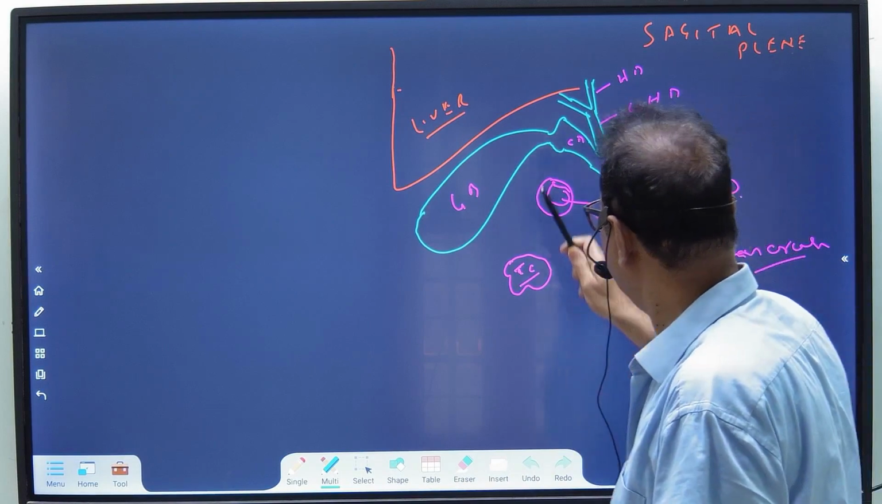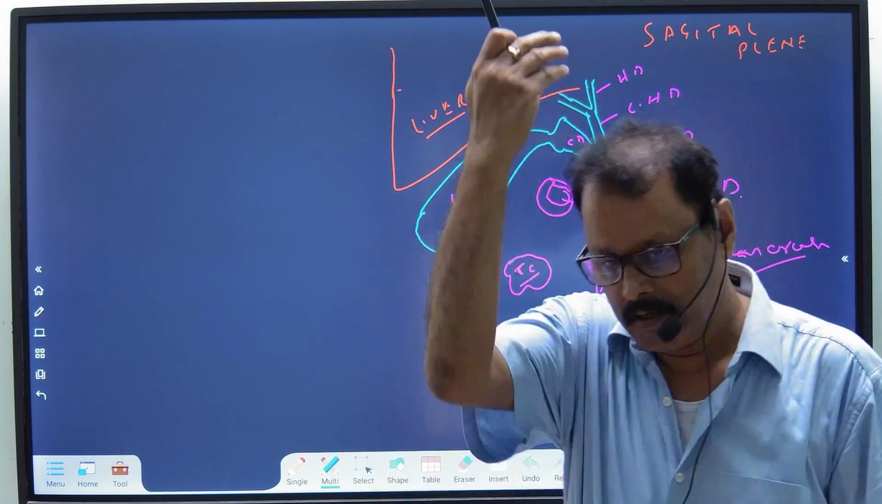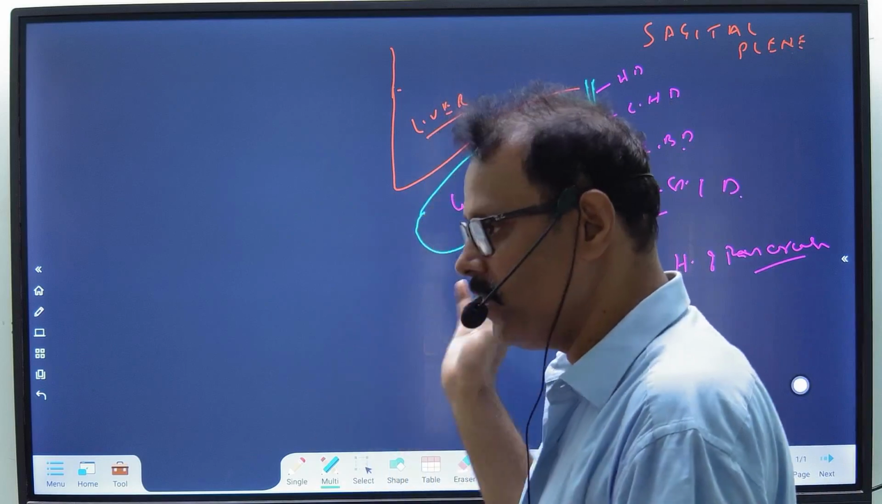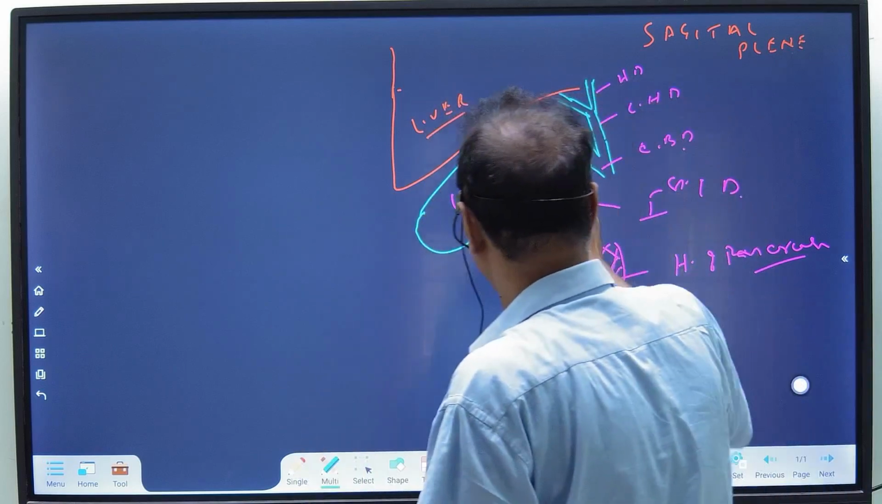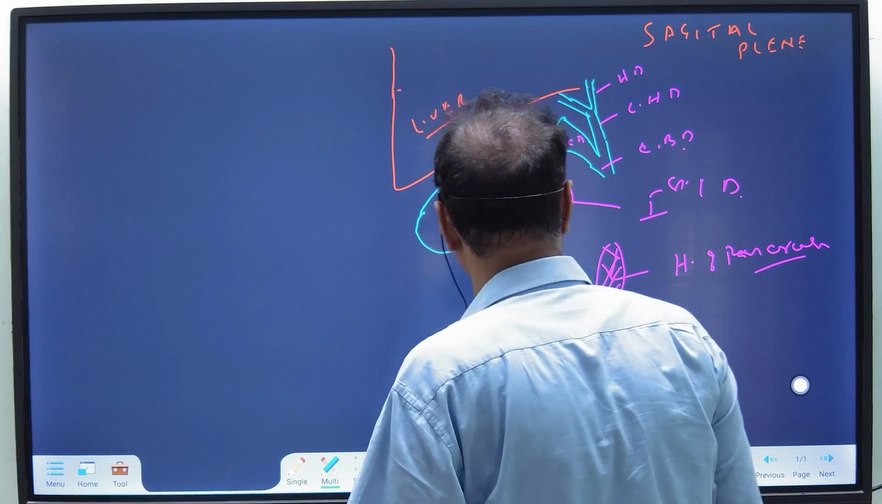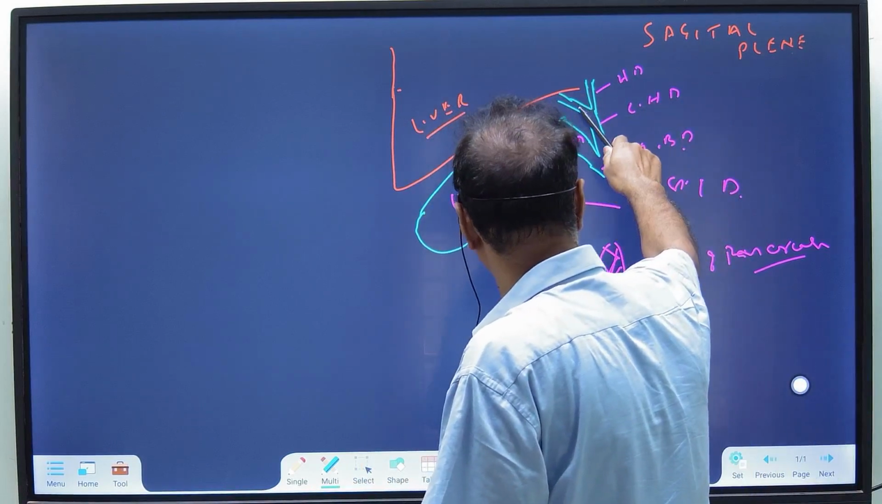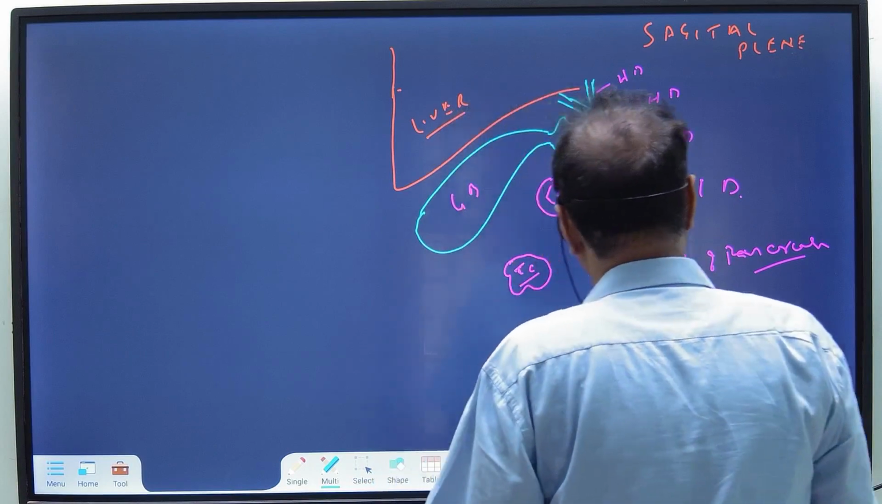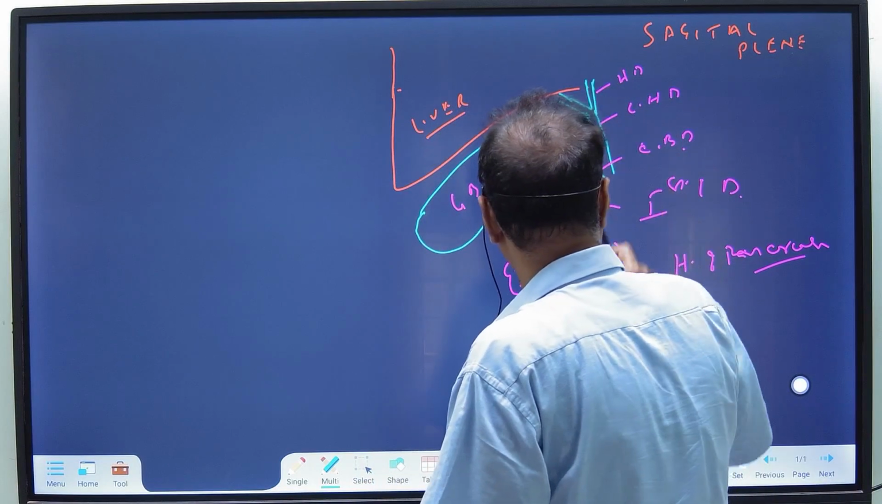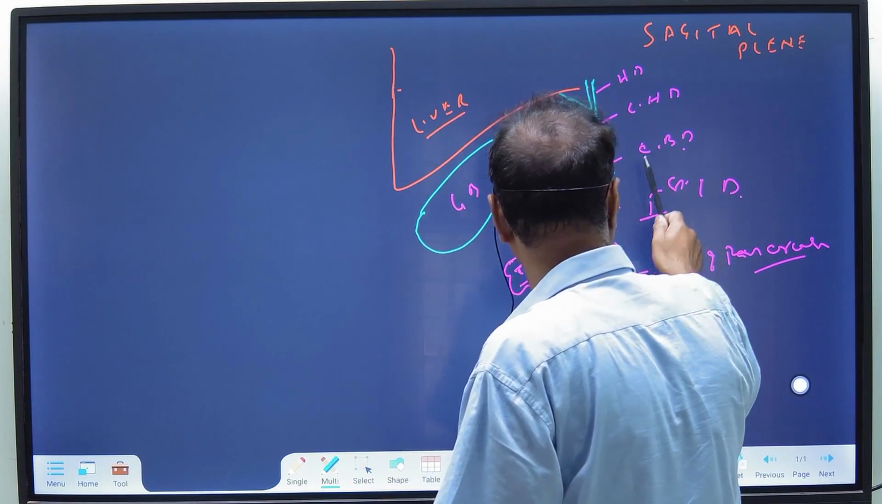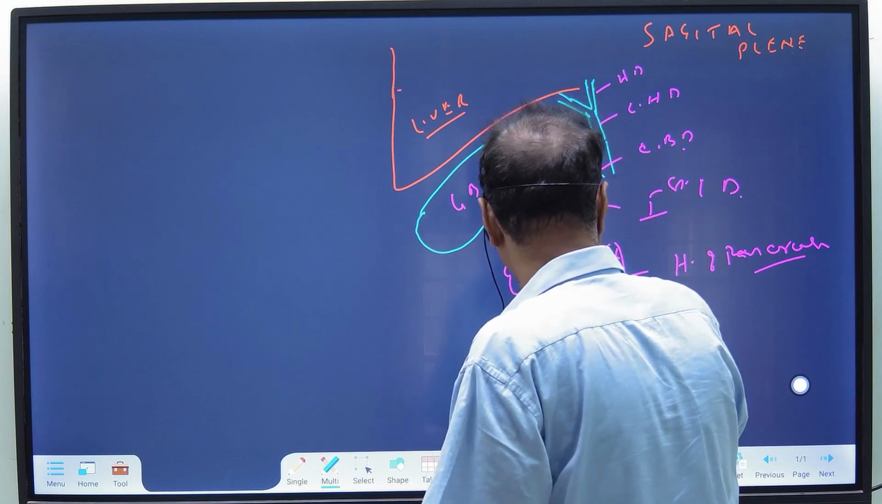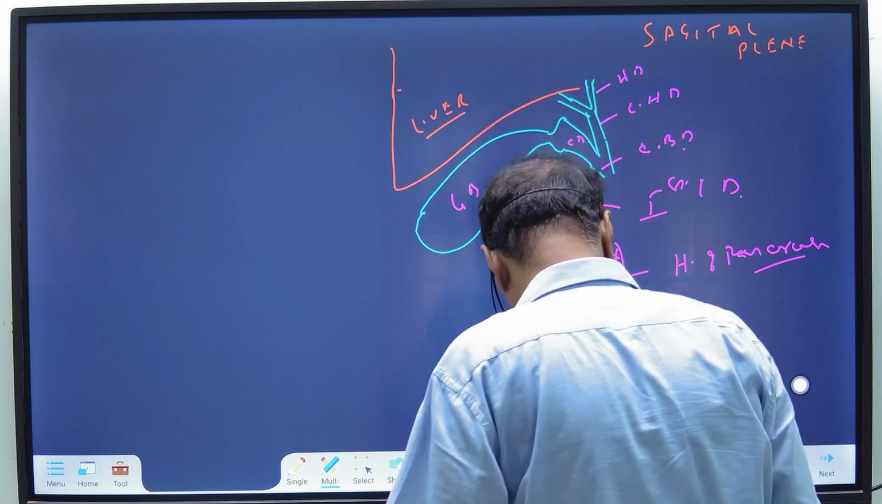So the landmarks are in the sagittal plane. We have taken the sagittal plane, and we are seeing from the lateral side. We have the liver over here. Just below the liver, we have the gallbladder, and the extrabiliary apparatus we can see over here. This one is the right and left hepatic duct, then the common hepatic duct, then the first part of duodenum, transverse colon, and the head of the pancreas.